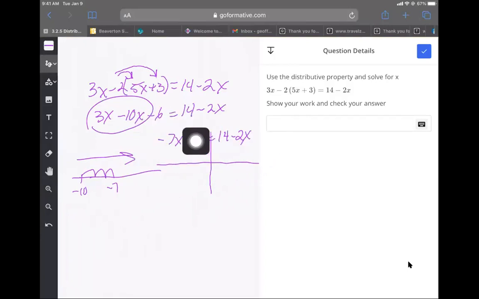I know it looks weird, right? Because it's like, well, 7's bigger than 2. No, 7 is bigger than 2 on this side of the number line. But over here on this side of the number line, it's actually smaller.